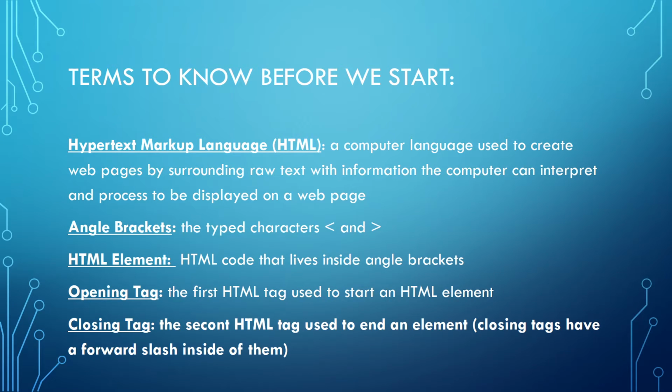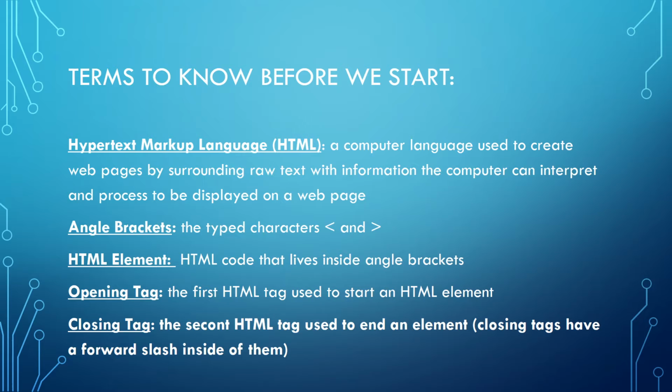Before we get started, there are a few things we should know to become familiar with the terminology it takes to build just a very basic website using HTML. First, we'll break down HTML itself. Hypertext Markup Language is a computer language used to create web pages by surrounding raw text with information the computer can interpret and process to be displayed on a web page. We're basically using our computer as an interpreter between the content that we want displayed and the way it can be displayed through the internet.